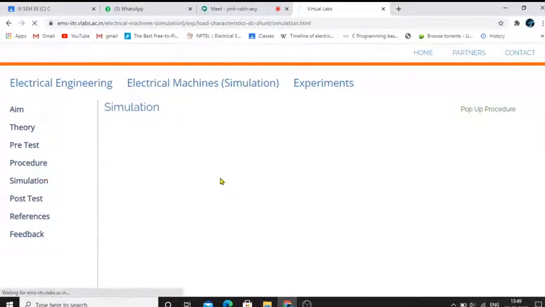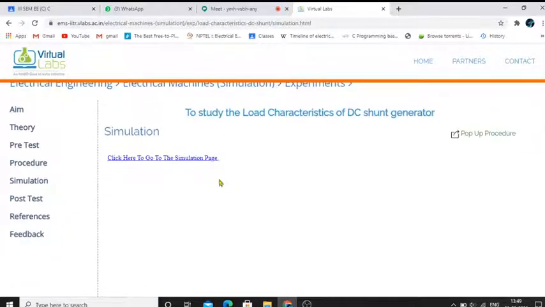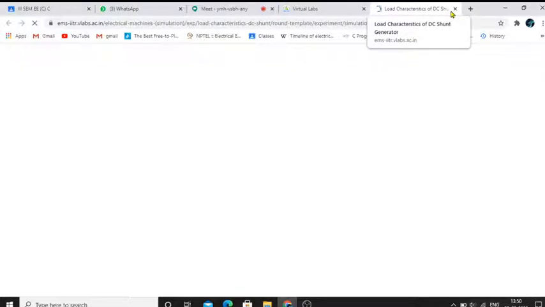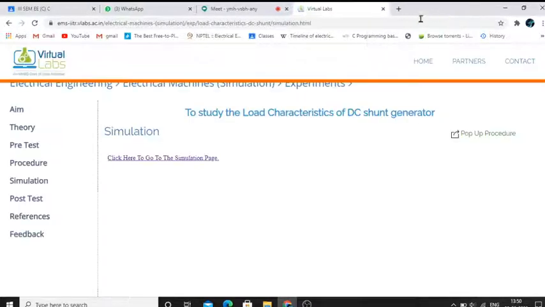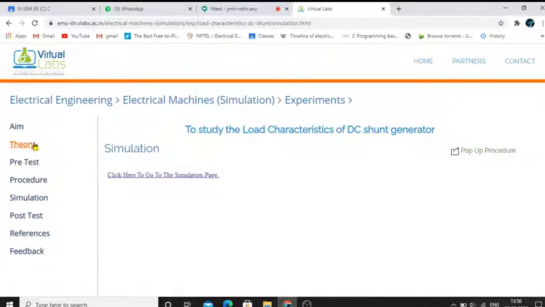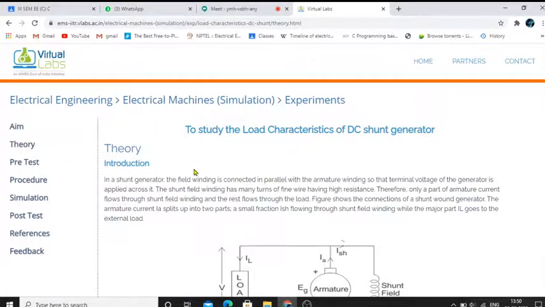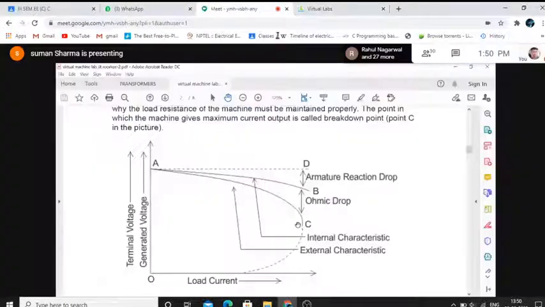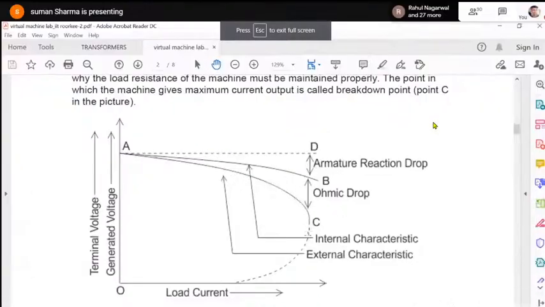The point at which the machine gives maximum current output is called the breakdown point, that is point C in the picture. This is the maximum value of current you can increase. The load current you can increase up to this point only. After that there will be a decrease in the current, or your voltage will collapse.